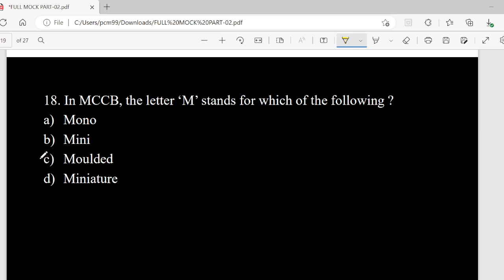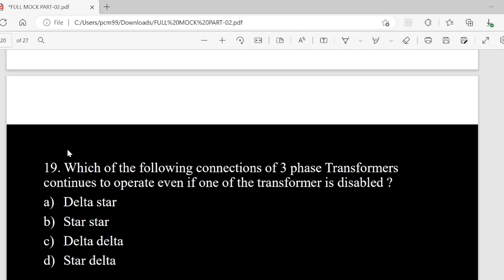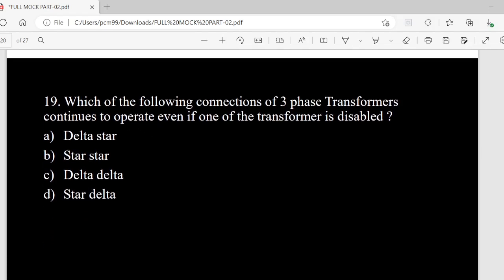The correct answer is option C modded. Next. Question number 19. Which of the following connections of three-phase transformers continues to operate even if one of the transformers is disabled? Option A delta star, option B star star, option C delta delta, and option D star delta.